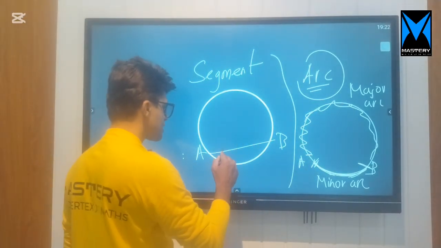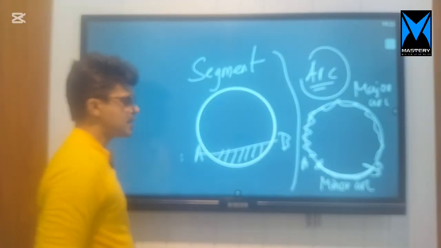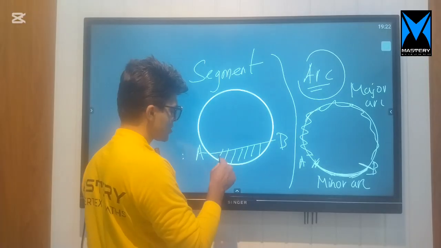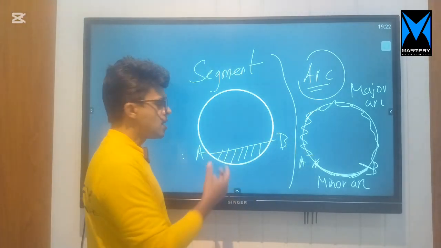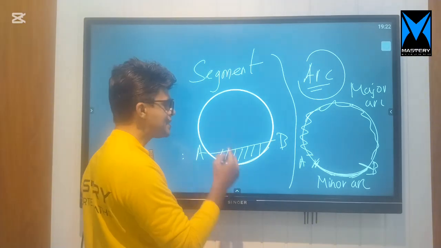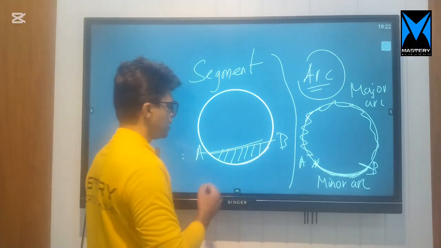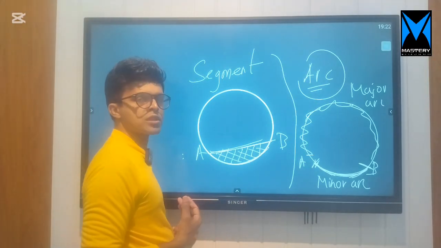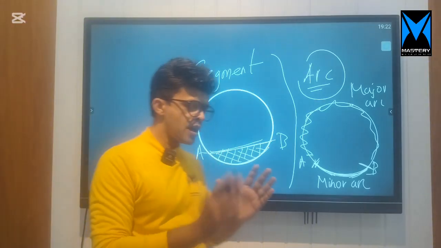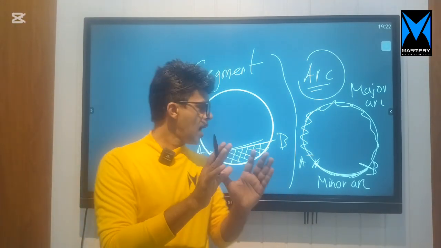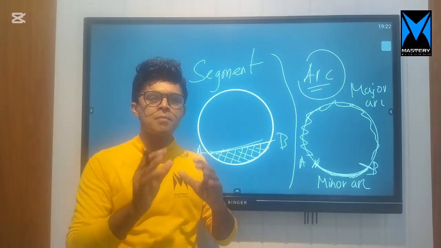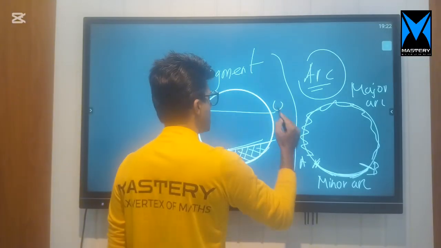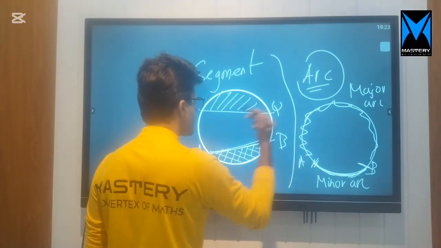Then what is a segment? A segment is a certain region. What is that region? A region of a circle which is bounded by an arc and a chord. Here is a segment. Then this part is also a segment. Here is a chord. Here is an arc.